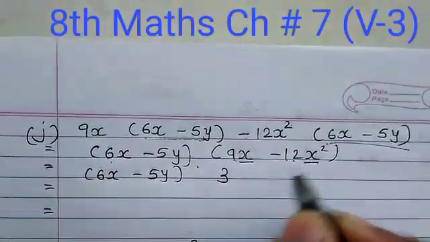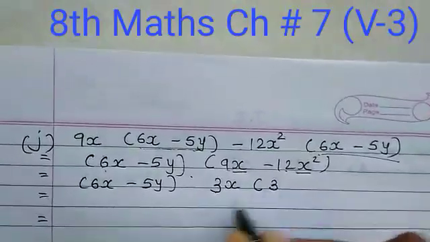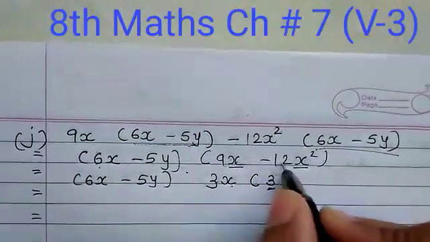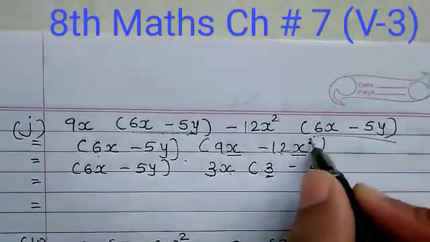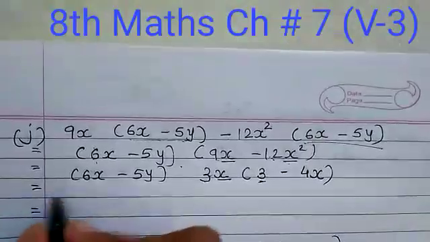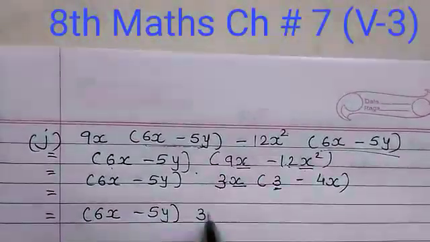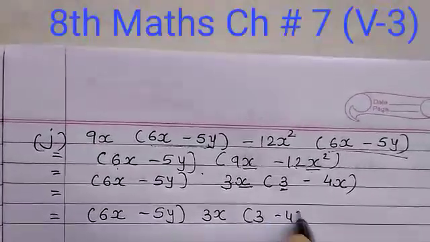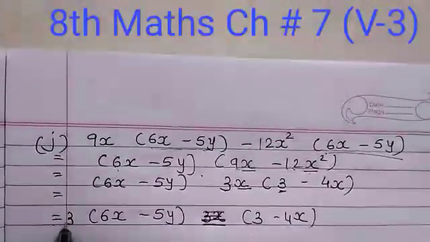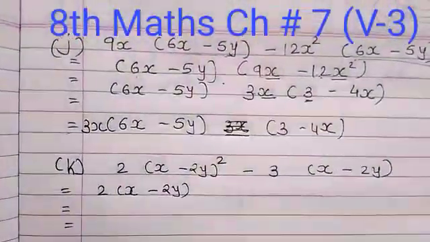Here x and x square is there, so what is common? Only x. So we can write 3 3s are 9 and x is taken out, so remaining is 3 only, minus 3 4s are 12. x square is there, here only x is there, so again x is common. So the factors will become 6x minus 5y into 3 minus 4x, and we can write x ahead also, right? These are the factors of the given polynomial.